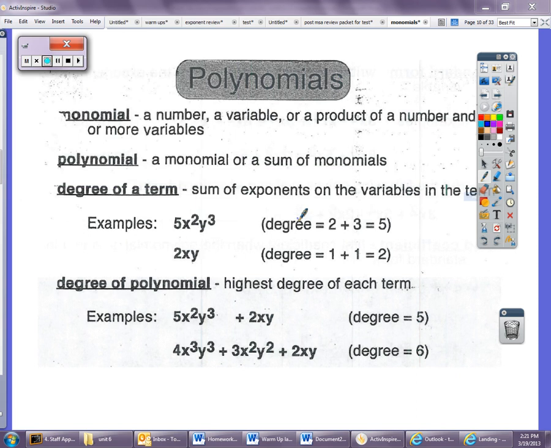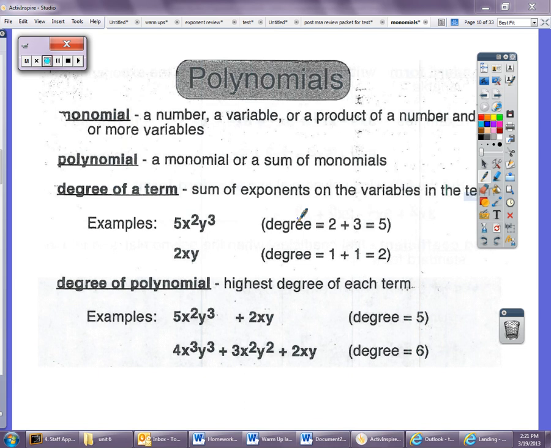Alright, polynomials. We're going to start getting into polynomials. A polynomial: we have a monomial, which is a number, a variable, or a product of a number and one or more variables. Now, a polynomial is a monomial or a sum of monomials. That means you're adding.